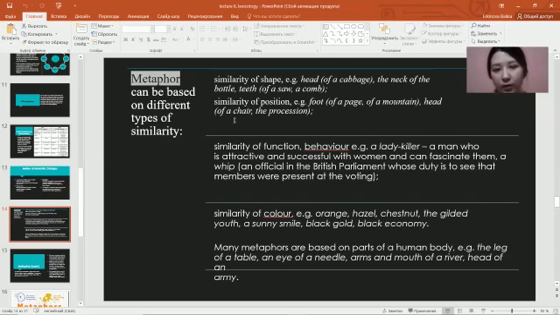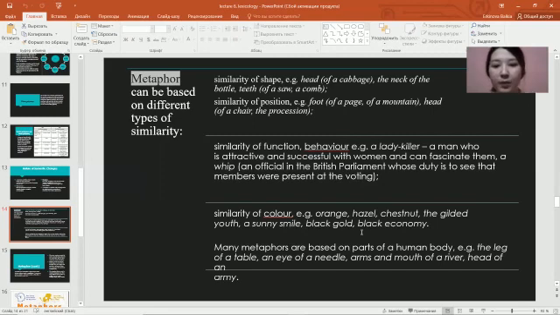Similarity of position, for example, foot of a page or a mountain, head of a chair, and head of a procession. Similarity of function, behavior, for example, lady killer, a man who is attractive and successful with women and can fascinate them. Similarity of color, for example, orange, hazel, chestnut, the gilded youth, a sunny smile. A smile cannot be sunny, you know. Black gold, black economy.